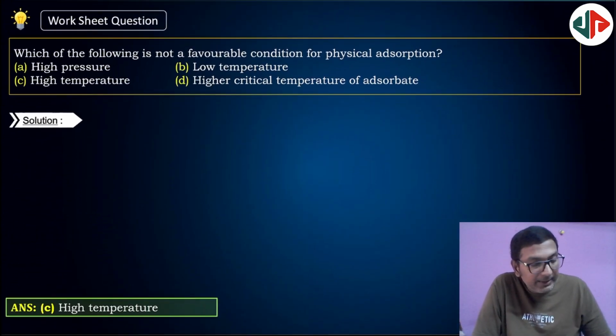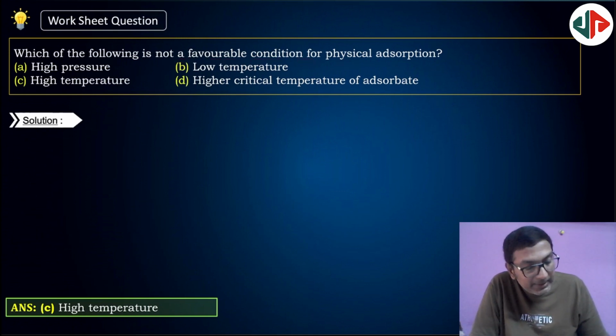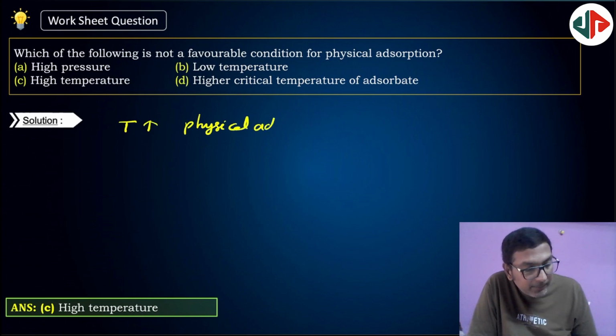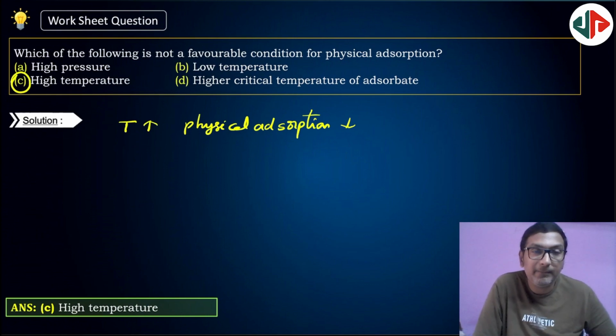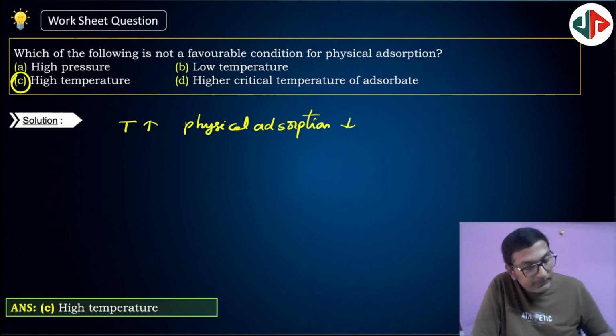Which of the following is not a favorable condition for physical adsorption? High temperature. As the temperature increases, physical adsorption decreases. Therefore, high temperature is not a favorable condition. Next.